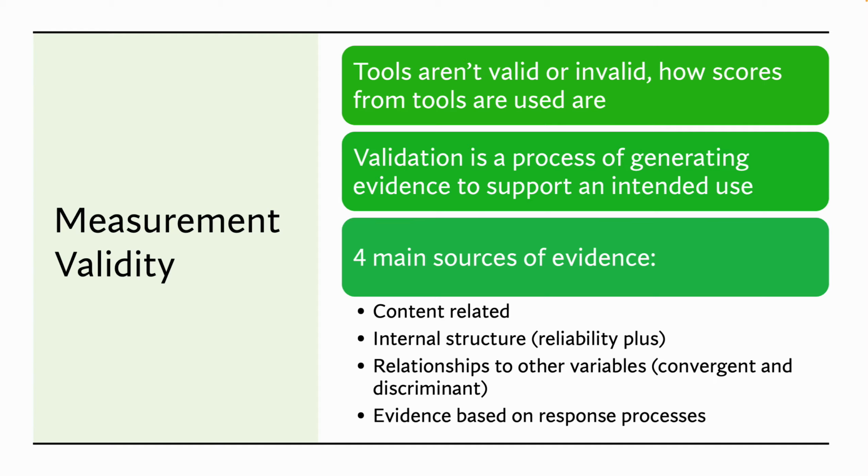The next one is a fancy word for reliability, but internal structure evidence, which is evidence that the instrument is reliable, number one, and then number two, evidence that it measures the things you said it's going to measure.